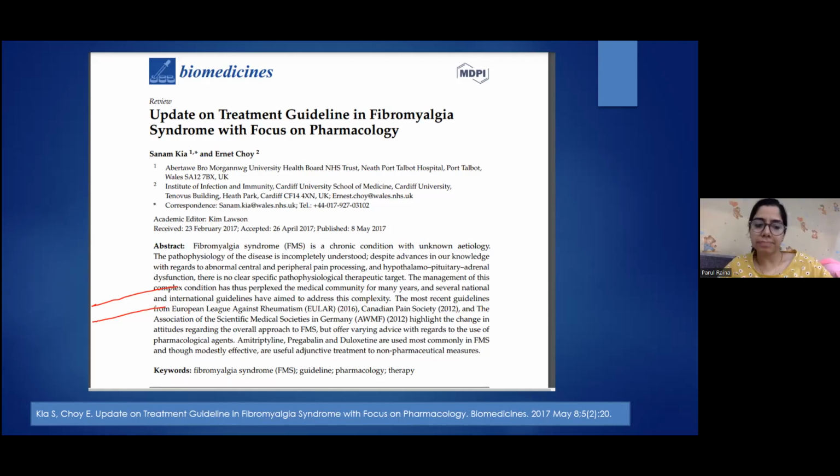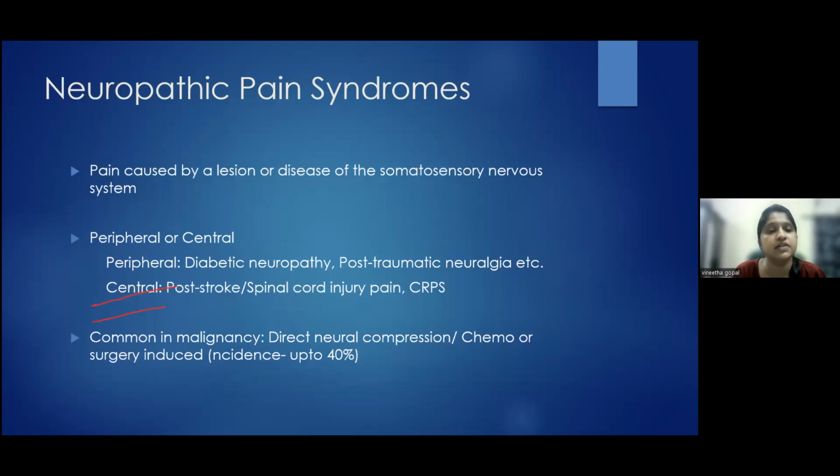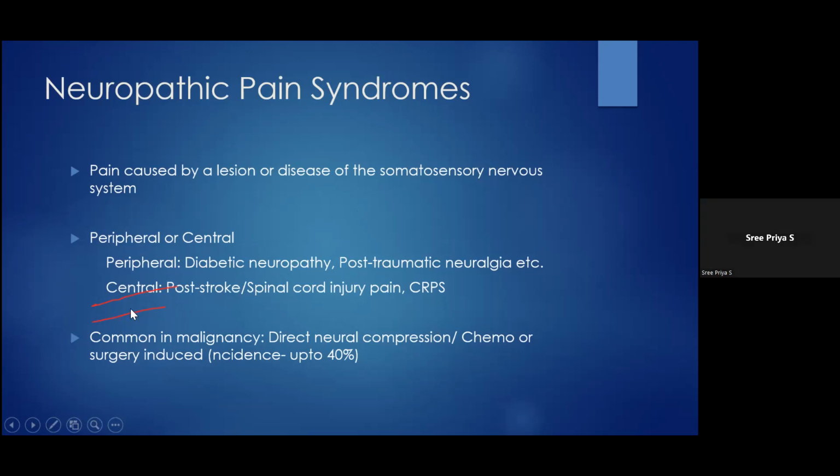Okay. So I think we'll go to the last session, that is neuropathic pain and CRPS. So neuropathic pain, I think everybody knows the definition of neuropathic pain. It is pain caused by a lesion or disease of the somatosensory nervous system. And somebody actually drew these two lines, not myself. So Sri Priya, can you erase this? I'm trying to erase that. Okay.